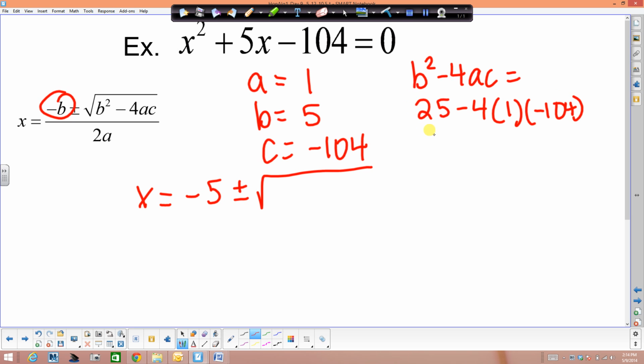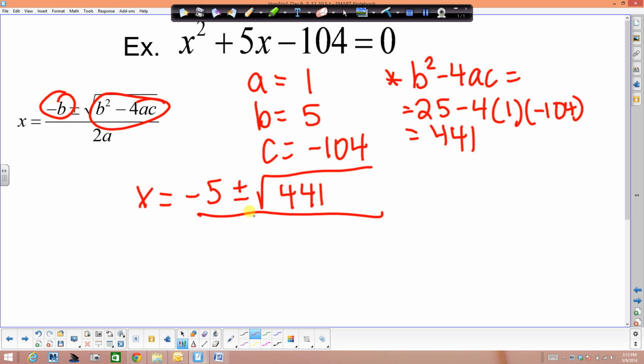minus 4 times 1 times negative 104. So if we work that out, and you can use your calculator for this part, you should get 441. So under the square root, we would put 441 because that's the b squared minus 4ac, which is what we found right here. And then all of that is over 2 times 1.